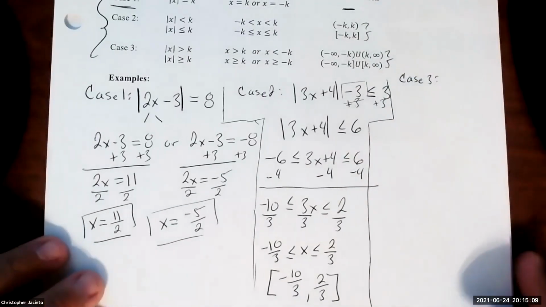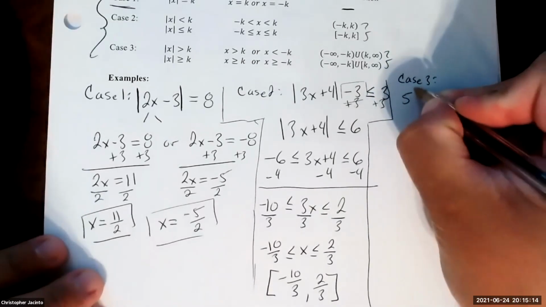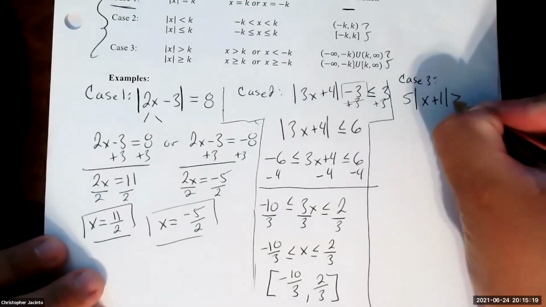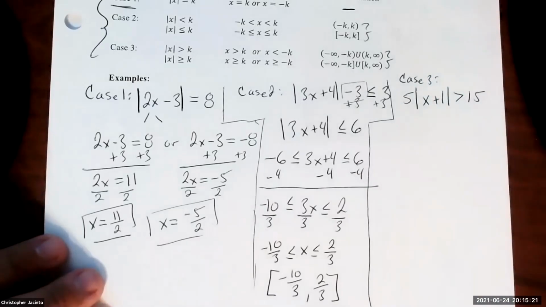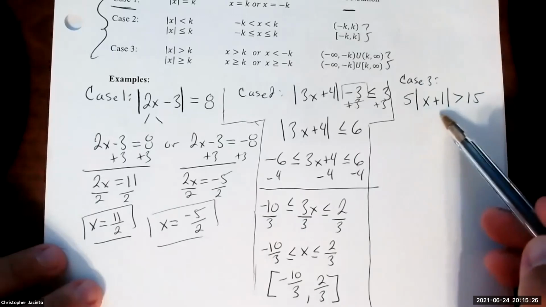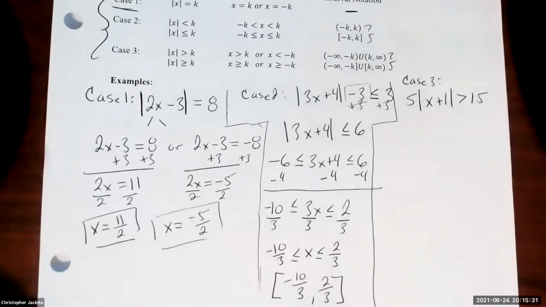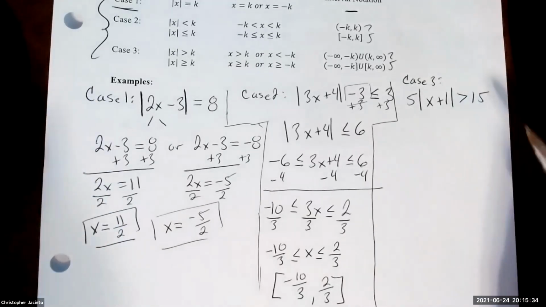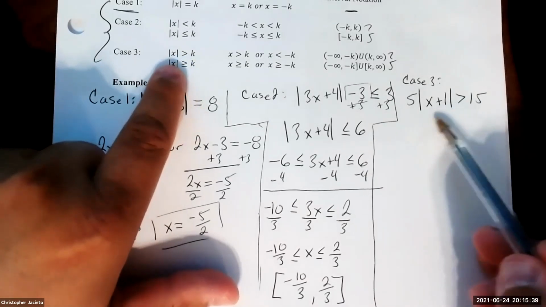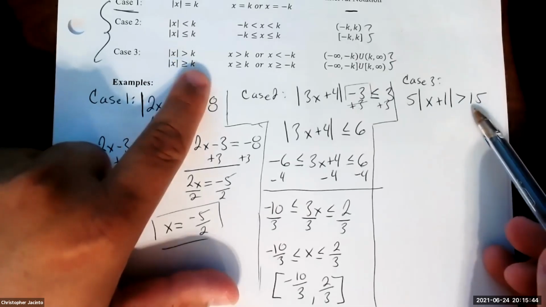So case 3. Okay. So let's say we have something like this. 5 times the absolute value of x plus 1 is greater than 15. So again, before you go jumping everywhere, you have to follow exactly this. So it is case 3, it's greater than, but we don't have exactly what we want. Again, we want absolute value, the inequality, and a single number.